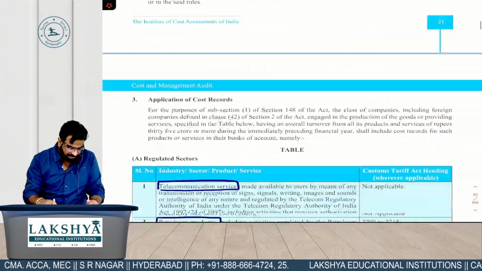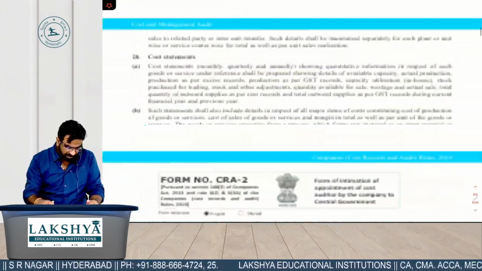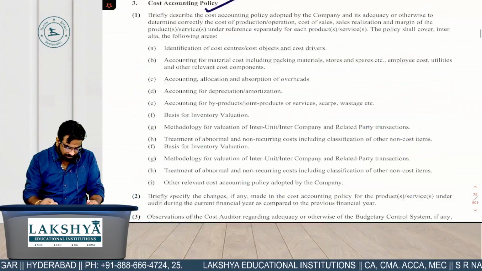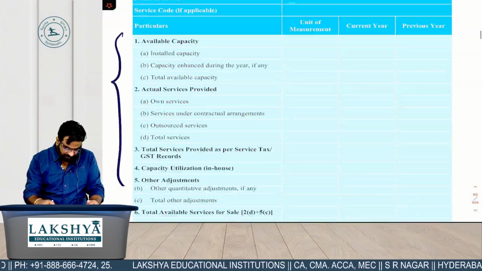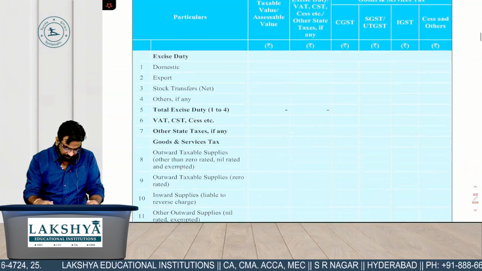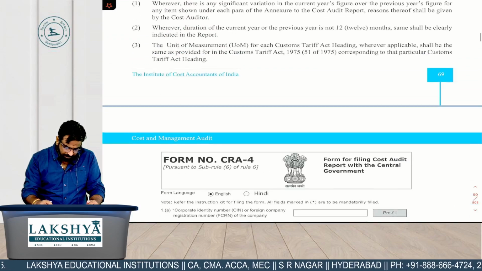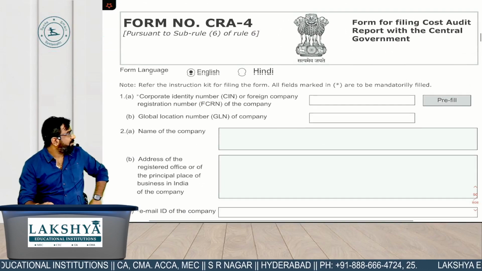तो एक बार अपन CRA 4 चेक कर लेते हैं whether it is coming out to be same or not. ठीक है, where is it? CRA 4. तो ये रहा अपना फॉर्म नंबर CRA 4. So this is how your CRA 4 looks like.